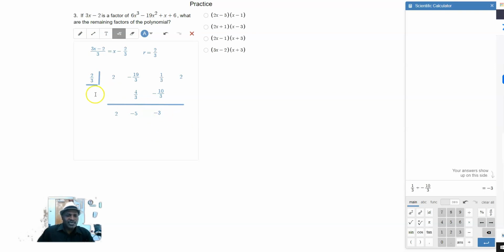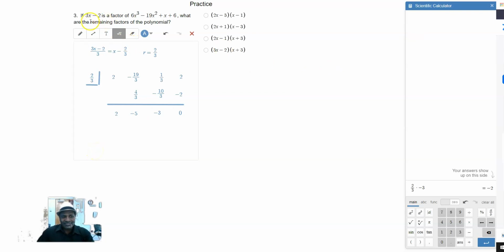Okay. And now finally, we just need to multiply 2/3 times -3. So 2/3 times -3 is just -2. And so 2 plus -2 is 0, which we hoped it would be.